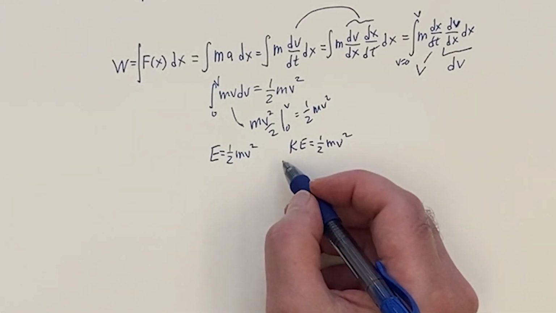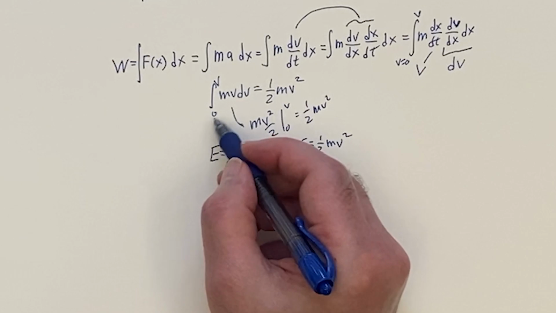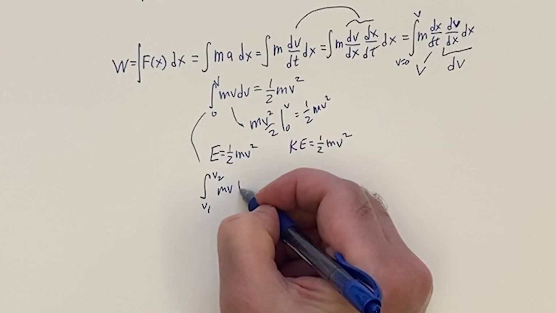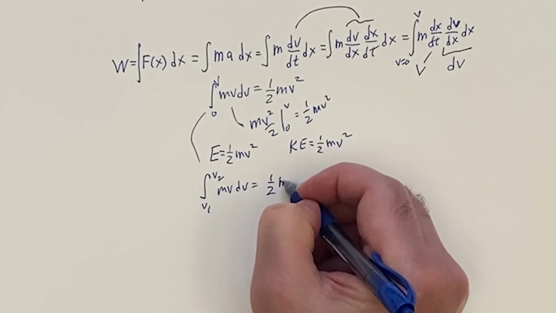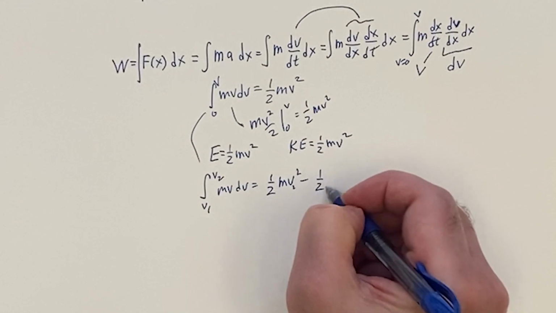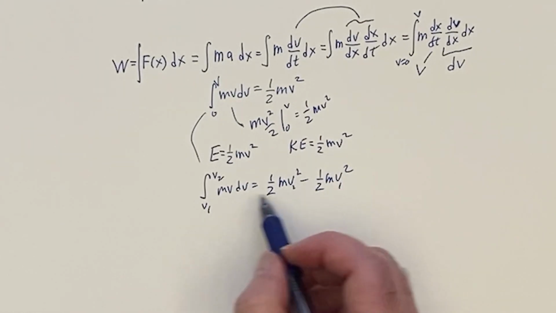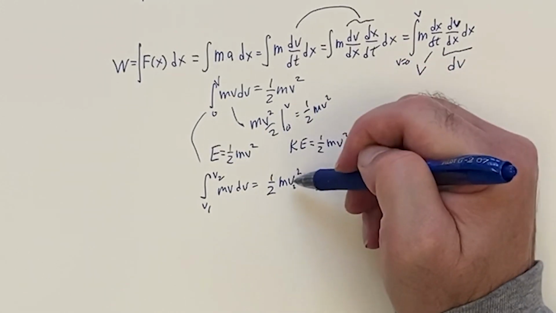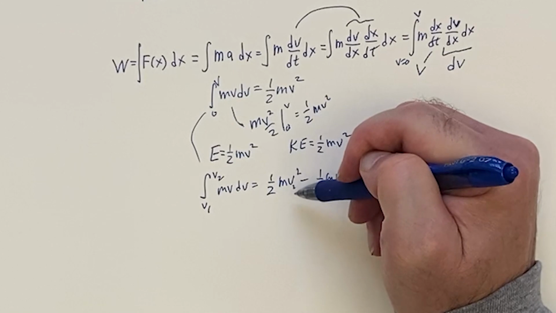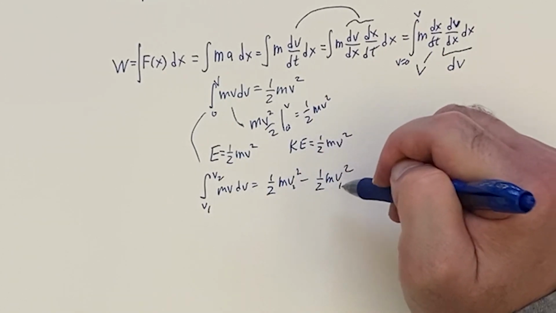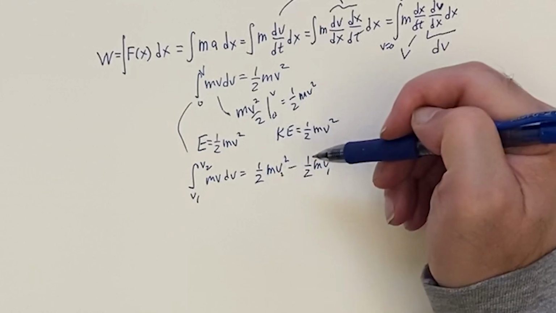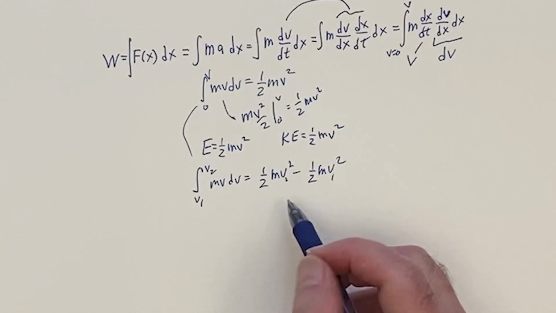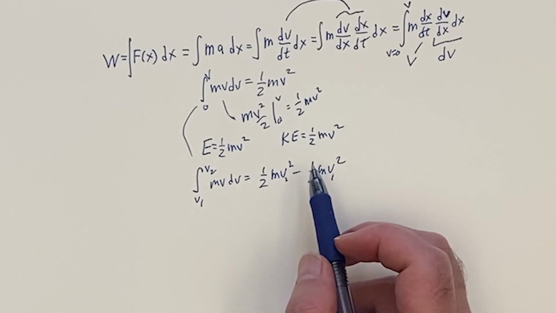We go on here and apply this in a little more generality. Suppose I integrated from v1 to v2. Well, that's okay. You would then have 1/2 mv2 squared minus 1/2 mv1 squared. You would just replace the 0 with v1 and the v with v2. This means if the mass was already moving, it had some kinetic energy, and then you applied the force, you would have put in additional energy, the difference there.